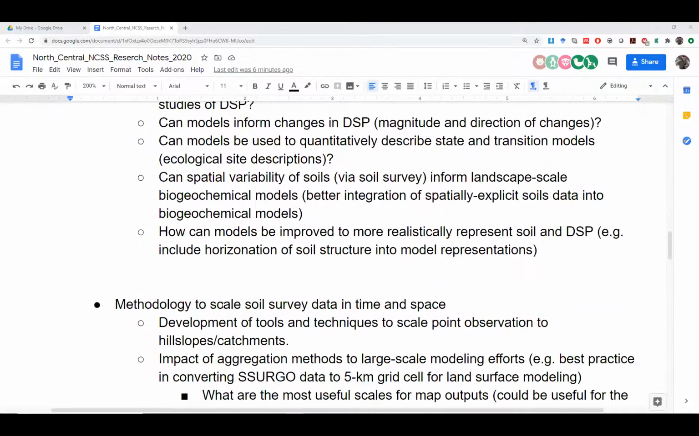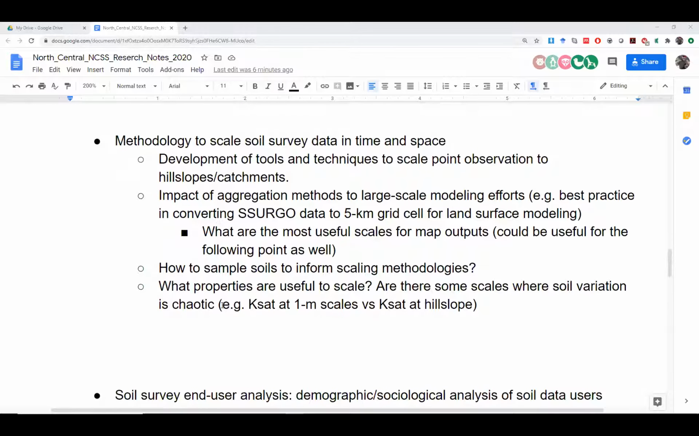And then as we started thinking about some of those questions related to dynamic soil properties and biogeochemical modeling, we shifted our discussion a little bit to, how do we think about scaling soil survey data? So Zamir brought up a really important point about the fact that the basis of our soil survey information system is the point observation or the PEDON. But we sometimes lack the appropriate tools to think about the right way to scale those point observations to particular spatial extents. So what are the right ways and best practices when scaling point observations to hill slopes or catchments?